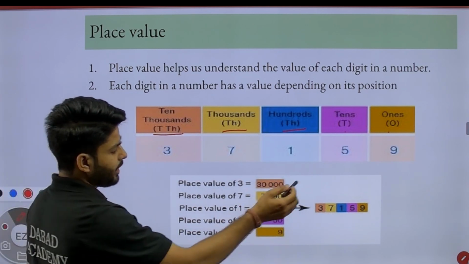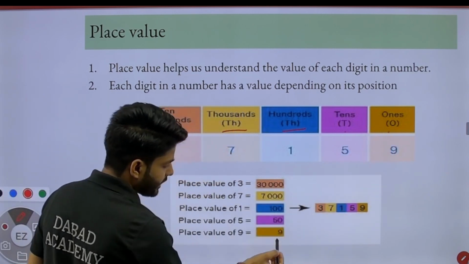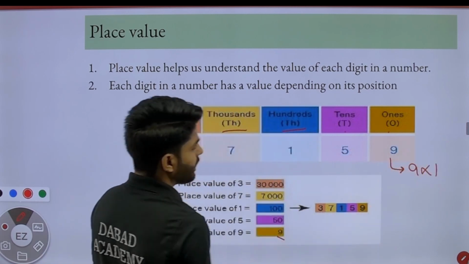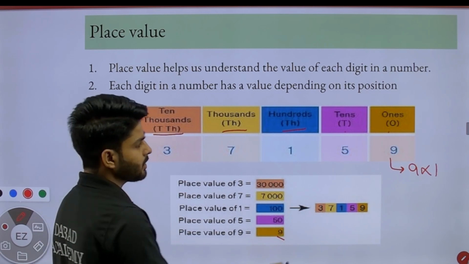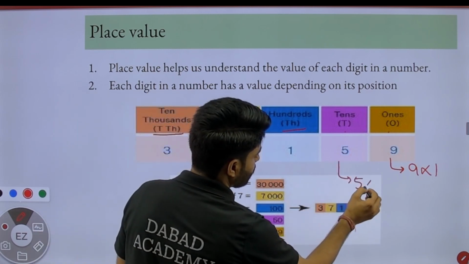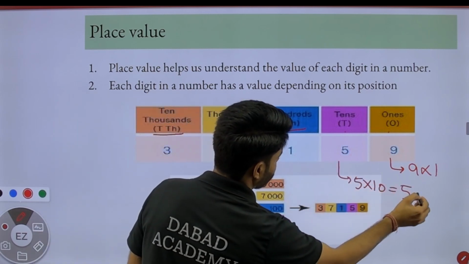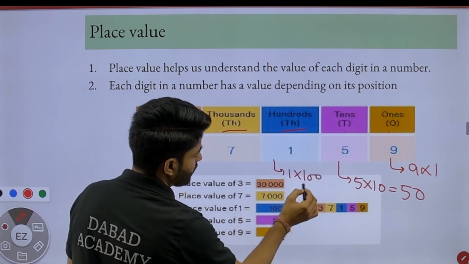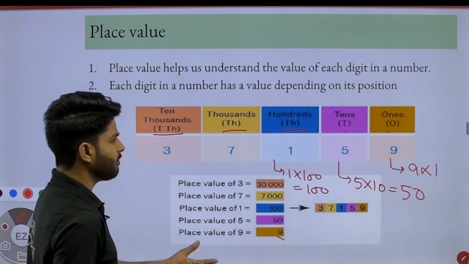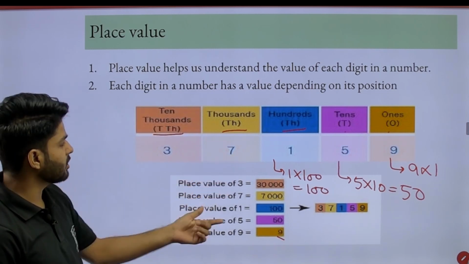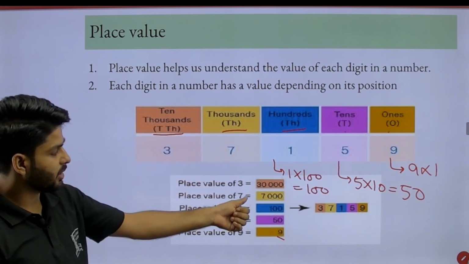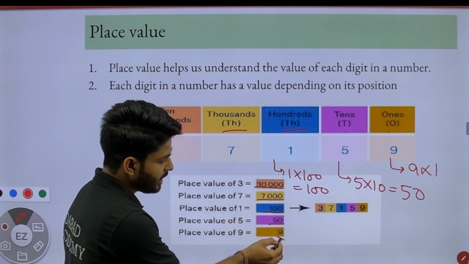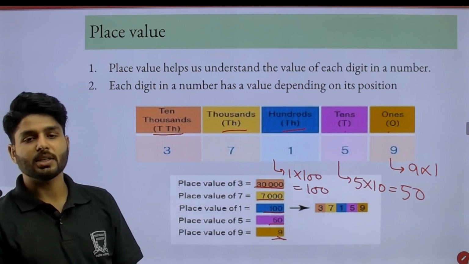So first we have 9 in the ones place, so we write it the same. Ones place means we multiply 9 into 1. Then we have the tens place, so we write 5 into 10, that is 50. In the same way we have 1 at the 100 place, so we write 1 into 100, that is 100. In the same way we do 7 into 1000, that is 7,000, and 3 at the 10,000 place, then 3 multiplied by 10,000 is 30,000. So we can clearly see that it is 30,000, 7,000, 100, 60 and 9. Their value depends on their position.